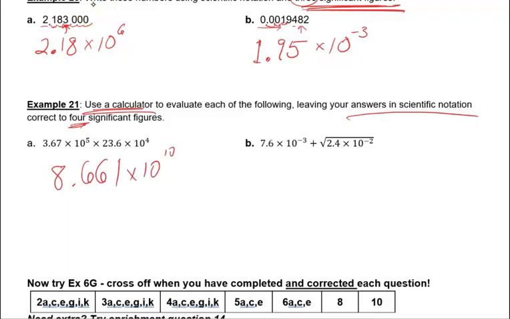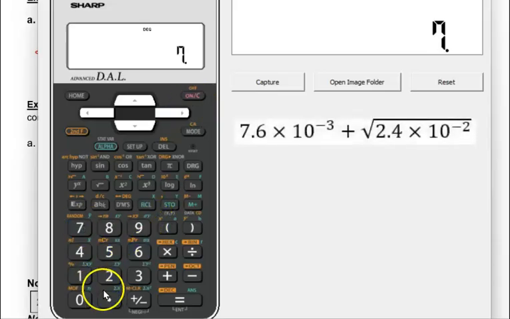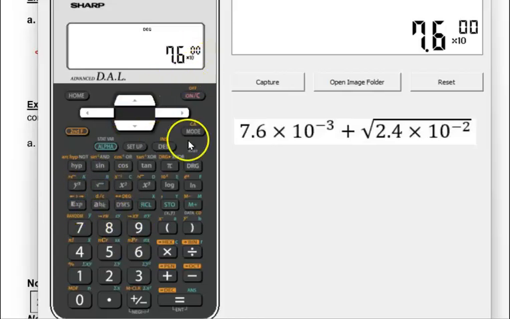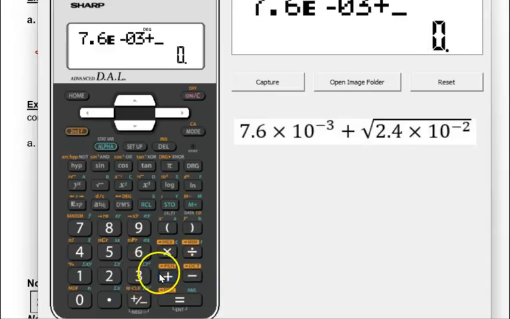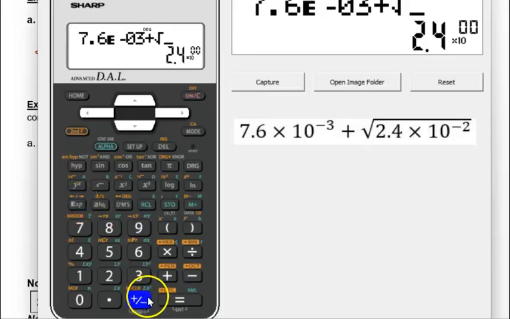Now for the next one, it's very similar. You can look at this in your book. I'm going to hop back to my calculator. So I've got 7.6. And instead of going 10 to the power of something, I'm just going to go exp, which says 10 to the power of what? Negative 3. And to that, I'm going to add the square root of 2.4 exp 10 to the negative 2, so that's going to be the negative button 2, and that's going to give me this.